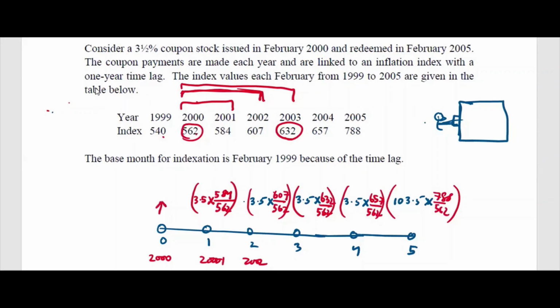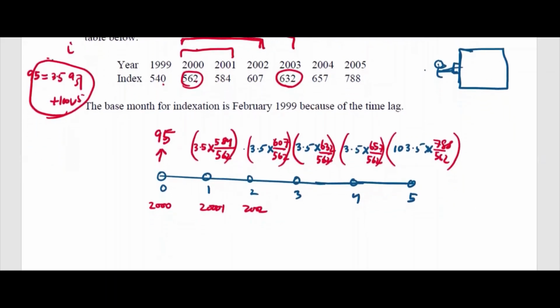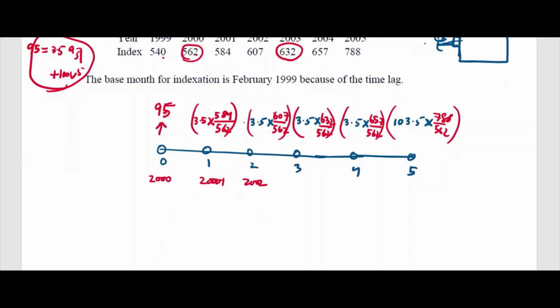If the price is given, suppose the price is given as 95, okay? So in bonds, it was easy. We used to write 95 is equal to the equation of value, 3.5 a5 plus 100 v5. You solve it, you get i. That's all. But here, you can't write in that form, the equation of value form, because the payments are different.